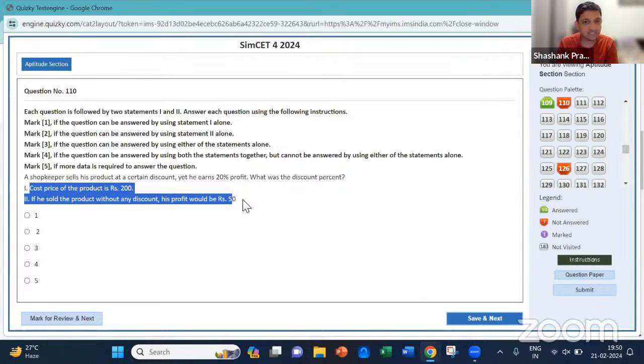Let's look at only two ones and see what happens. 20% profit मिल रहा है after discount. And profit में rupees 50 बोला हुआ है. I think we'll need both these statements. Let's go.